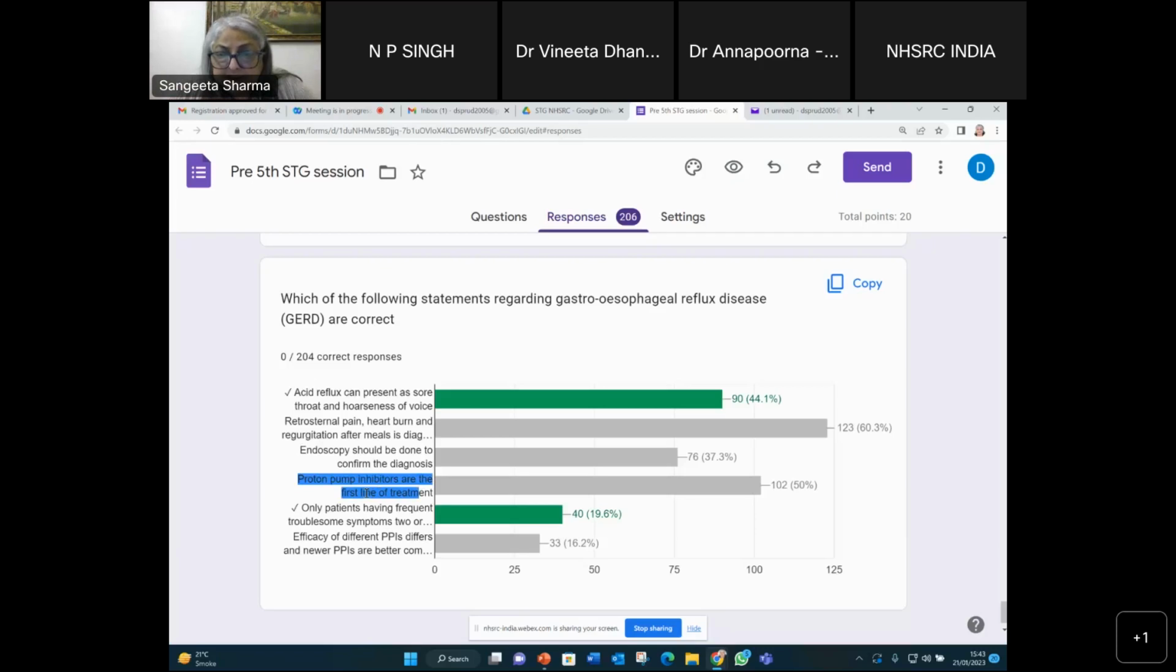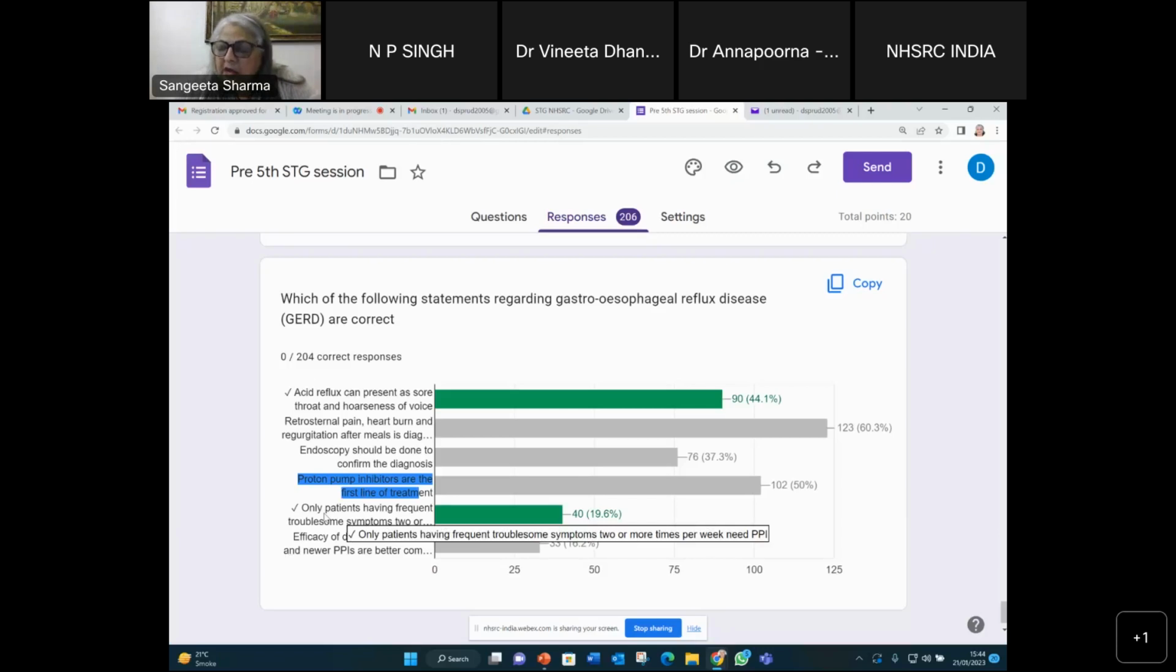Similarly, as I think I told you, proton pump inhibitors are not the first line treatment. In a mild to moderate case which is infrequent, maybe you can treat it with antacid, maybe you can also try ranitidine. Sometimes even a gastric prokinetic agent also works. So PPIs are not the first line all the time, and only patients having symptoms 2 or more times per week need PPI. So be selective in the patients for whom you prescribe PPIs.